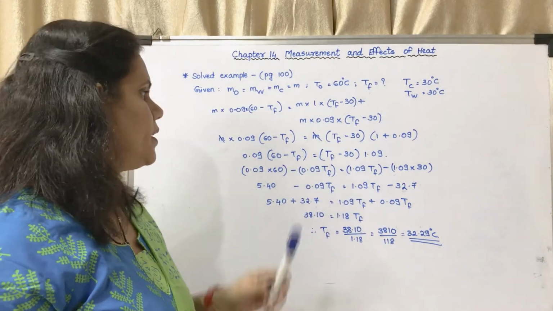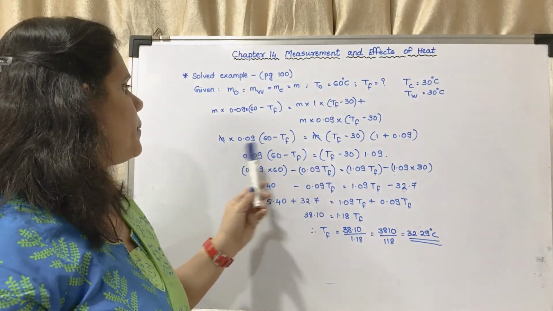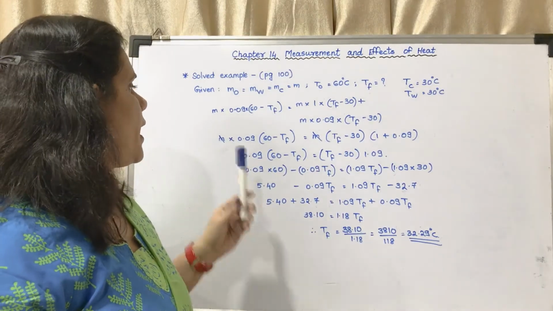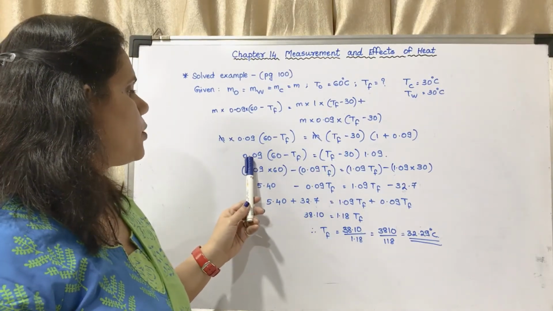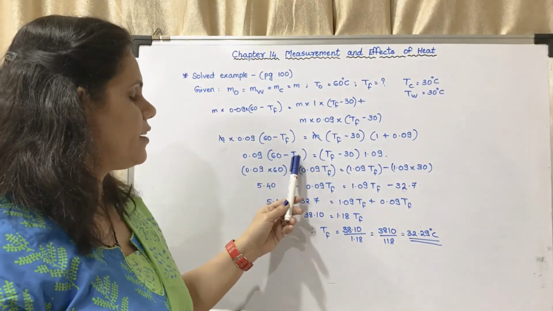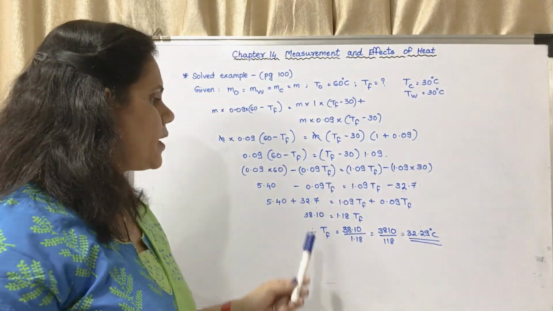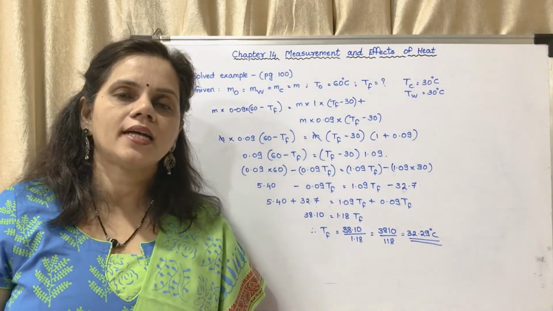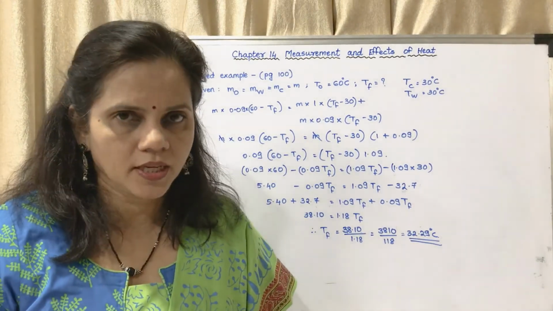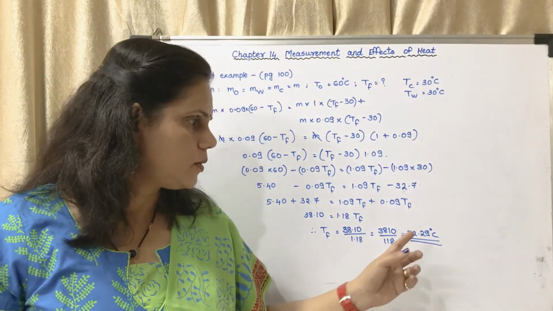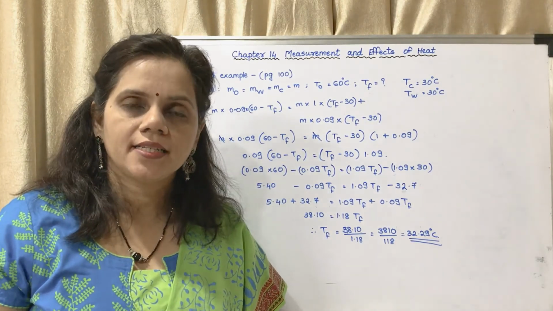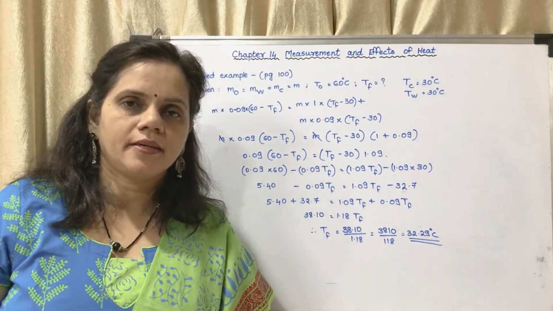0.09. Cancelling off m and m, the remaining is 0.09 into 60 minus T_F is equal to T_F minus 30 into 1.09. By calculating, you get the value as 32.28 or so, which is rounded up to 32.29 degrees Celsius, which will be the final temperature.